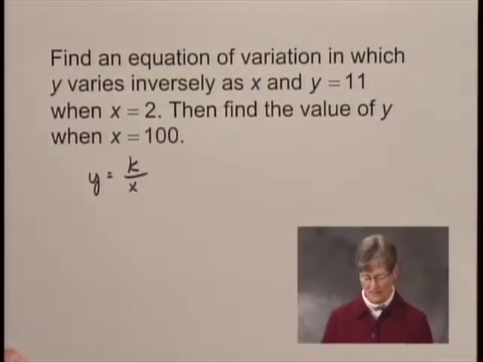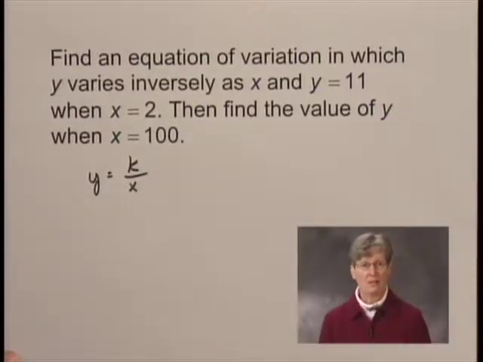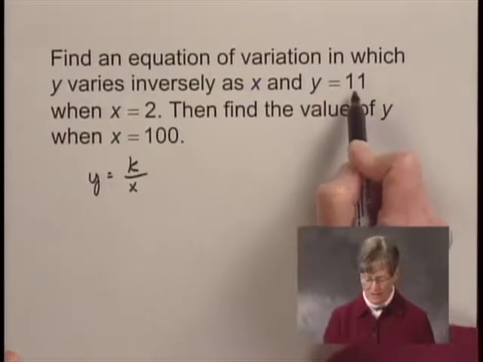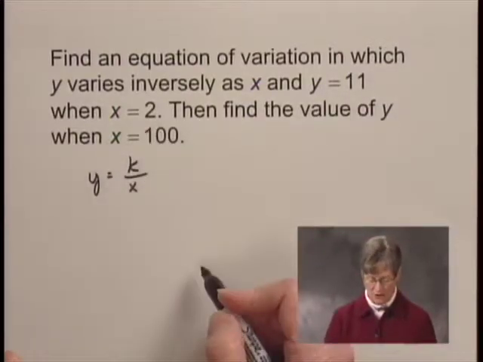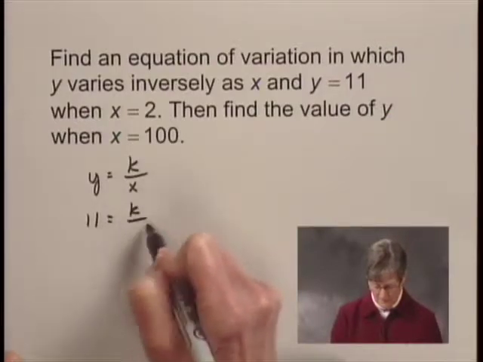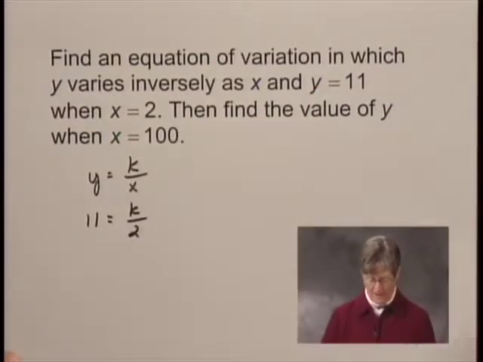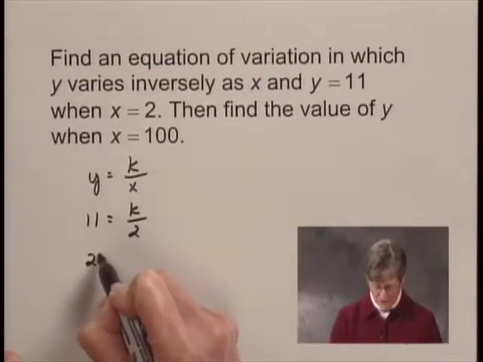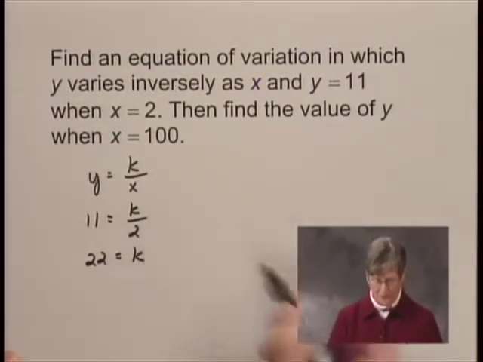the variation constant. And the variation constant is what we need to find to write this equation. And we'll use the information that y is equal to 11 when x is 2, substituting 11 for y and 2 for x. And now we can multiply both sides of this by 2 to solve for k. So we have 22 is equal to k.